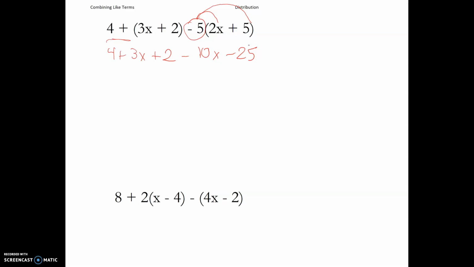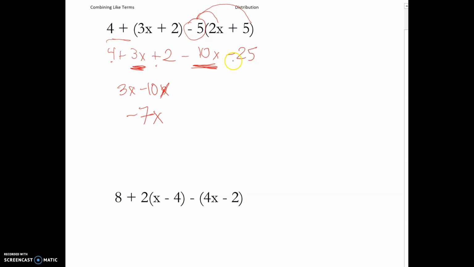Now our like terms are for adding and subtracting. Our terms, we have 5 of them. We're looking to see which terms have the same variable part. So it looks like we have a 3x and a minus 10x. So 3x minus 10x, that is negative 7x. Our other like terms are the stuff without the x's, our constants, our numbers.